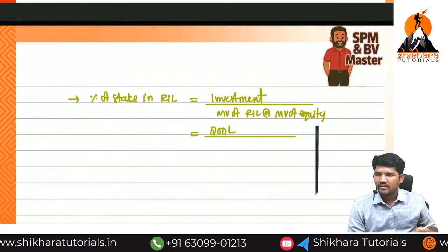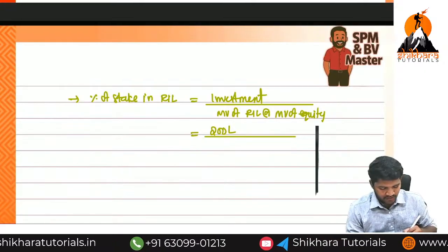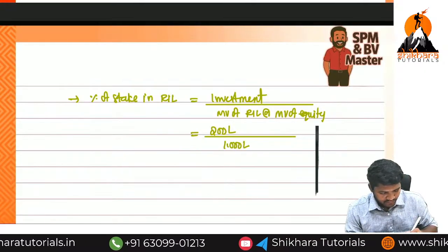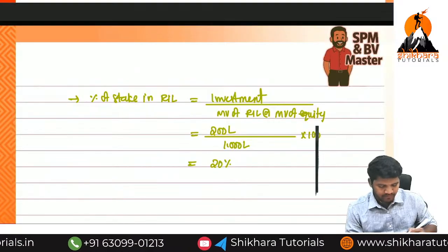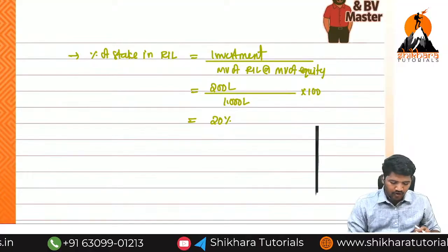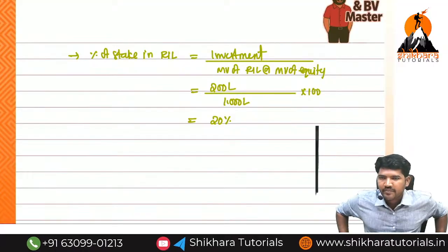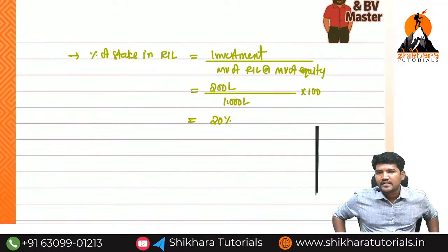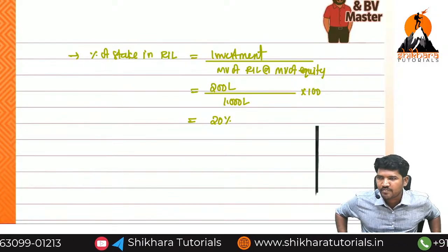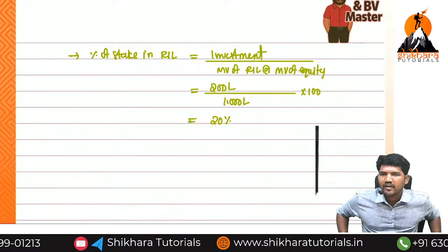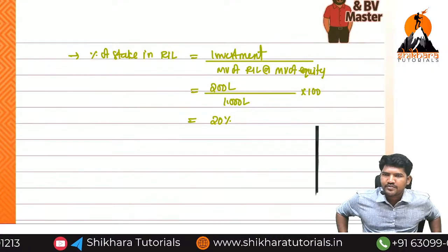1000, specified in the assumption. New point, 1000. 200 into 100, you will get a percentage, 20%. Now I am capable to ask 20% return from the RIL. Yes or no, sir? If I invested 200 lakhs, how much percentage do I receive as ownership? 20%. That's why I have a right on 20% of equity earnings.